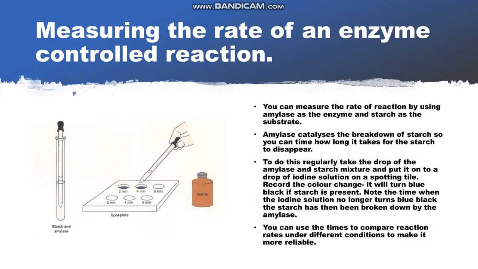Record the color change. It will turn blue-black if the starch is present. Note the time when the iodine solution no longer turns blue-black. The starch has then been broken down by the amylase. You can use the different times to compare the reaction rates under different conditions to make the experiment more reliable.